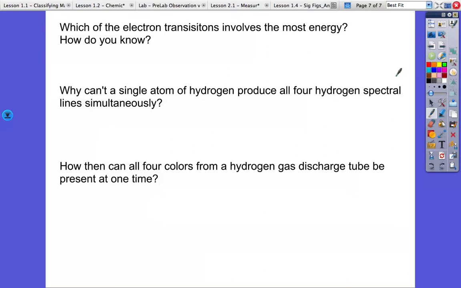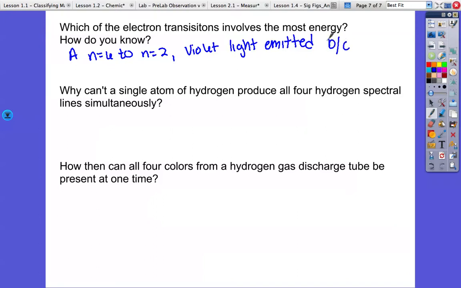So which one of these electron transitions involves the most energy? That would be A, the n equals 6 to n equals 2. It releases violet light. Because it has a short wavelength and high energy.